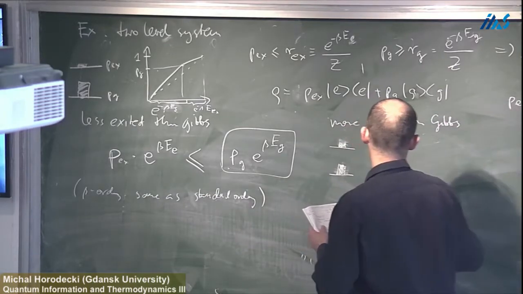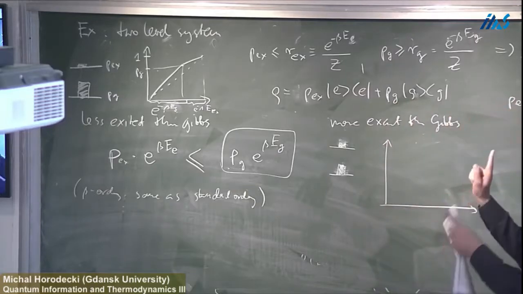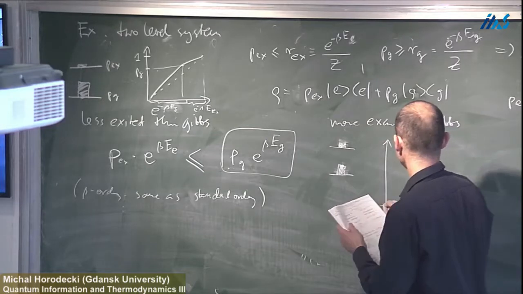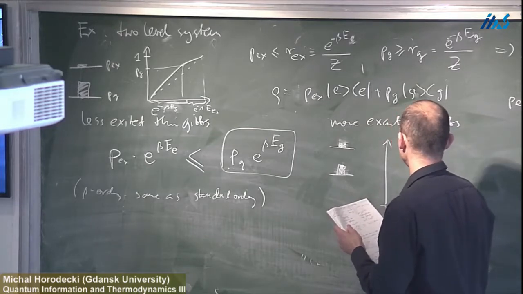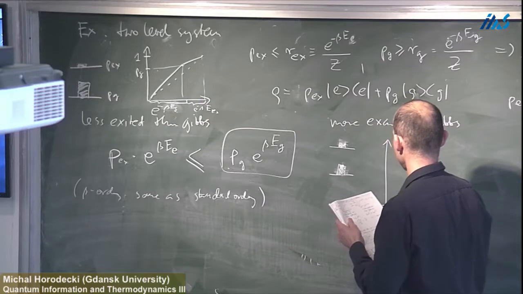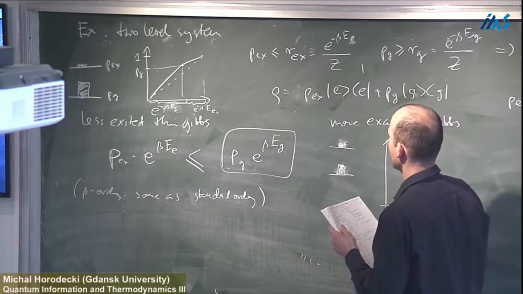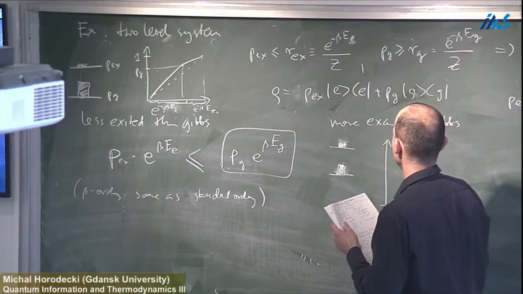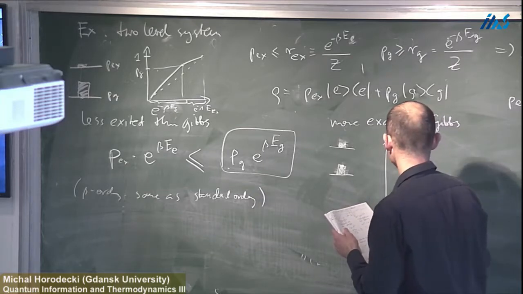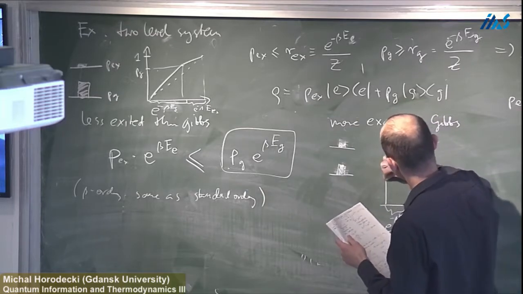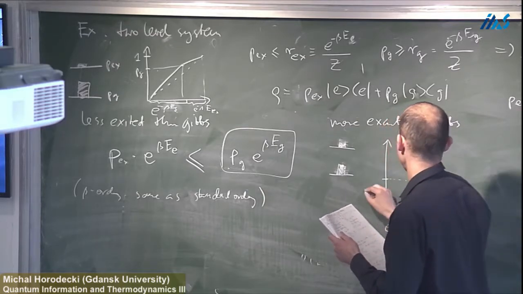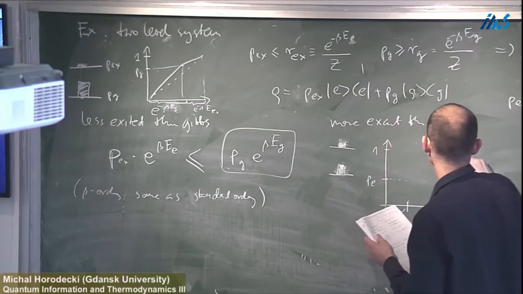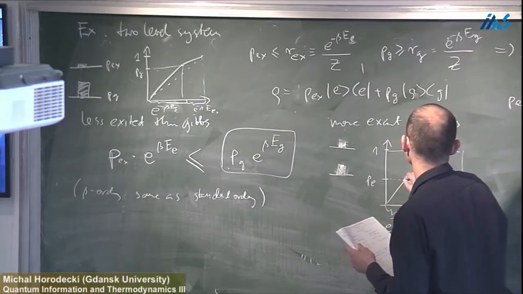So then you will get what? That now the beta ordering will be opposite. And first you would have e to the minus beta E excited, and here you will have P excited, and here's one. Yeah, so you'll have something like this.